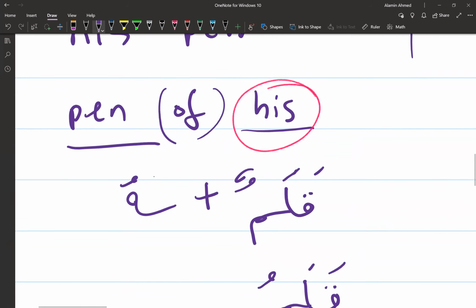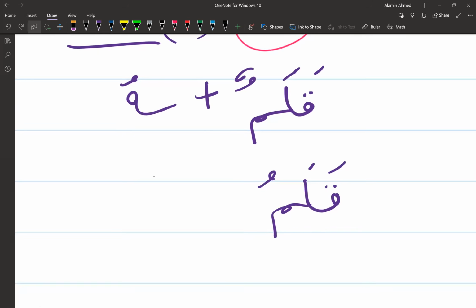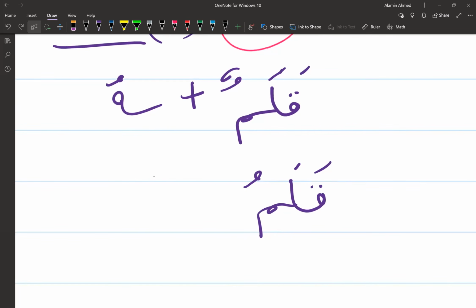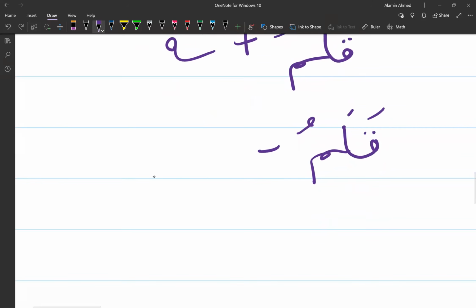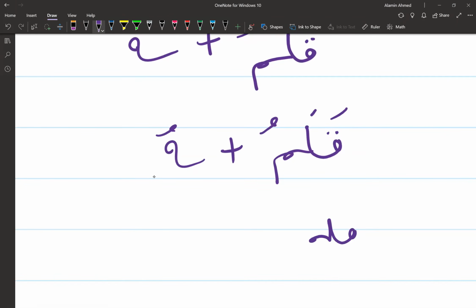So now the first word is pen. So I'm following my rule. Qalamu. I'm not saying qalamun anymore. Now I have to attach the who, because who cannot stand by itself. It's an attached pronoun, right? So now let's see. I'm again doing like math. So I say qalamu, plus hu. What? Qalamuhu.